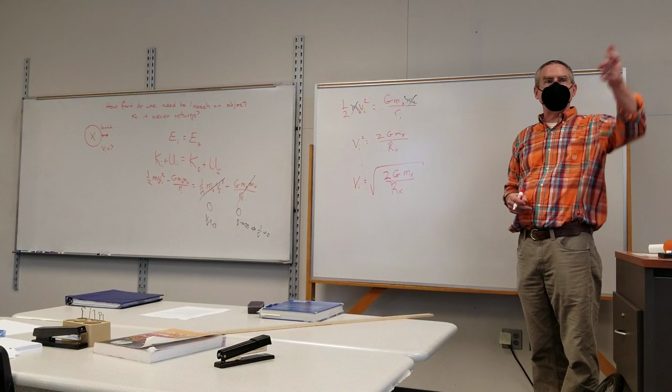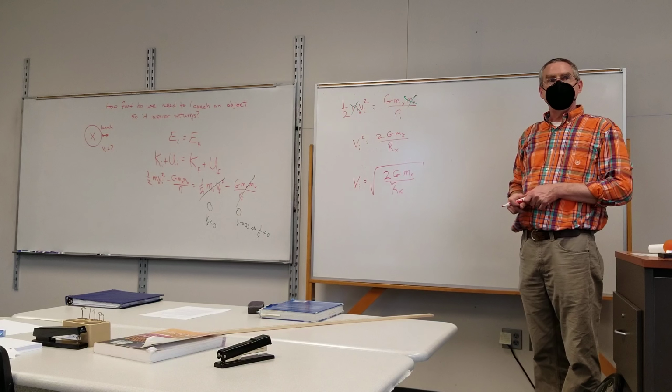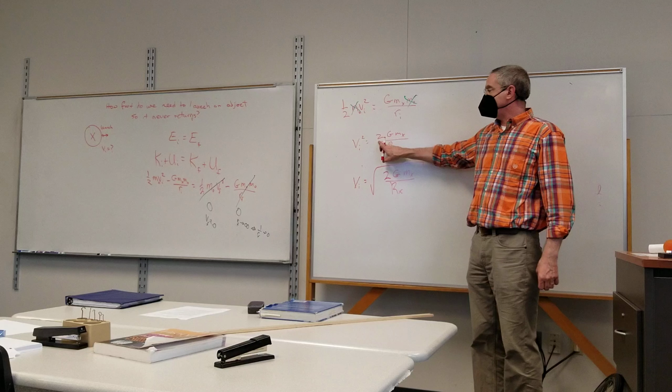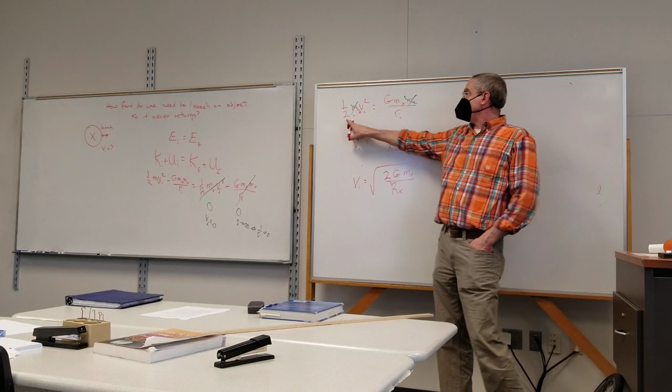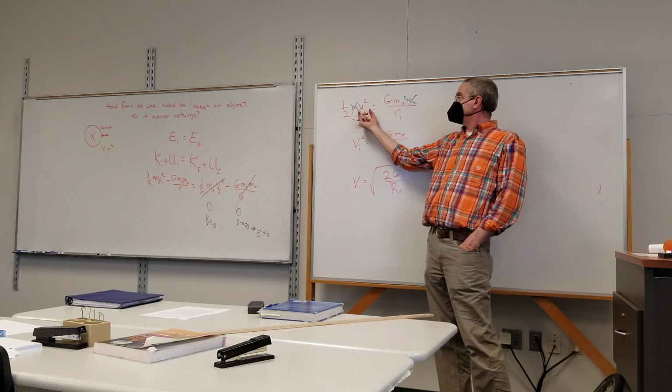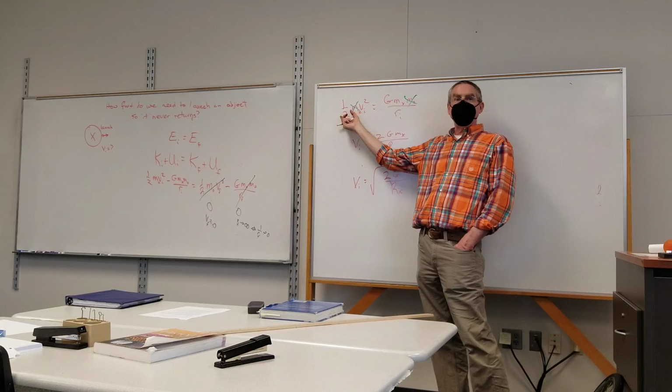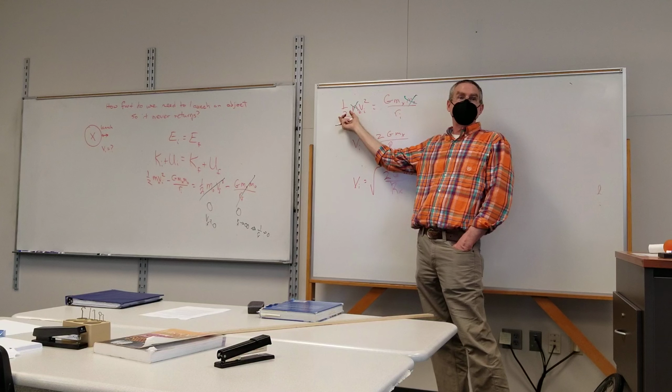What's the escape speed for Earth? Kimberly. Why did you put 2? Why did I put 2 here? Yeah, how did you get there? Because I have a 1/2 on this side, and I'm trying to get this by itself. Oh. So I divide by 1/2 or multiply by 2 to get rid of this.